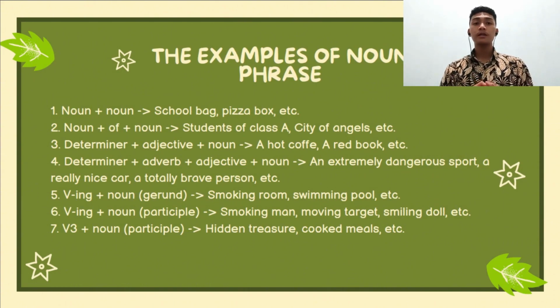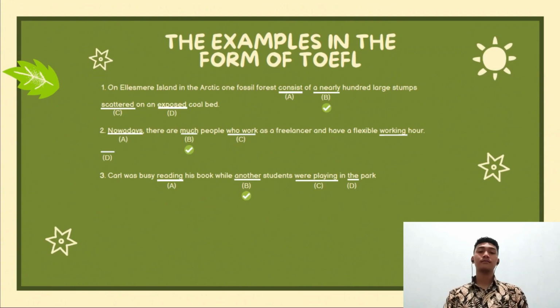The first one, verb ing plus noun as a gerund. For example, smoking room. And then the second one, verb ing plus noun as participle. For example, smoking man. The word smoking is verb ing, but it can be a participle because it describes a man. And then the last, verb 3 plus noun as participle. For example, hidden treasure. Hidden is verb 3, but it is also a participle that describes the noun treasure.